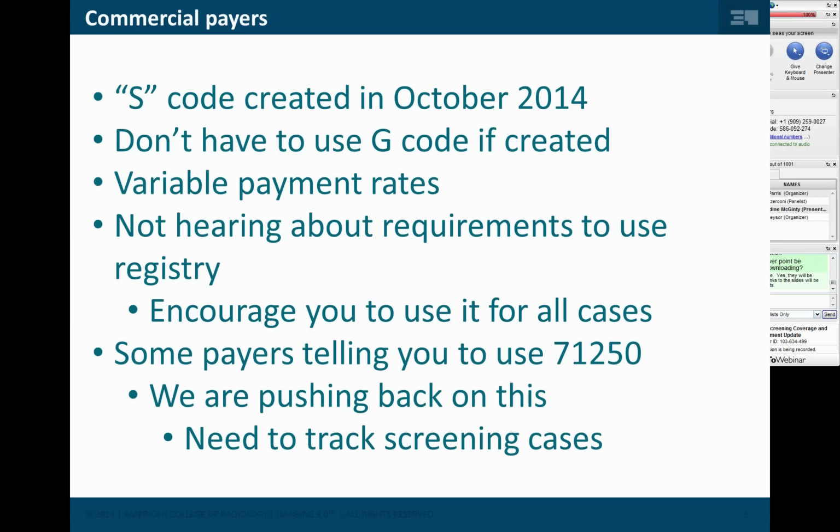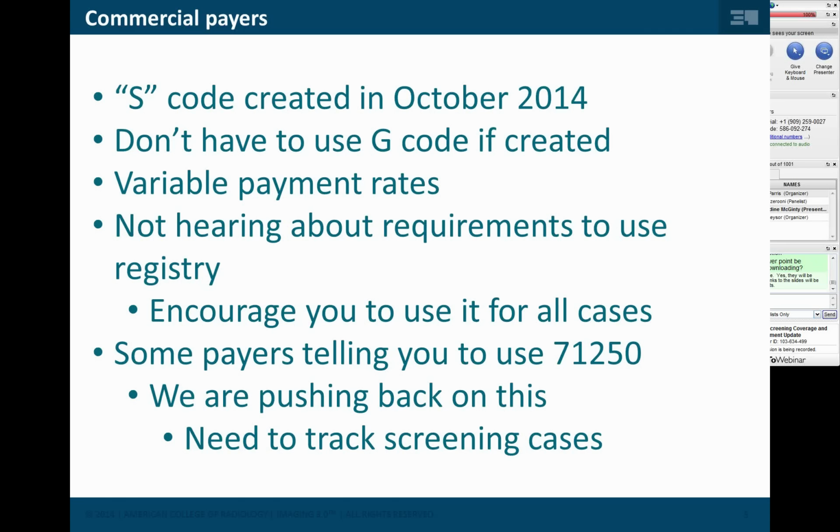But in the commercial payer world, there's already a code out there. In the fall of last year, an S code, code F8032, was created that private payers can use for lung cancer screening, and must use for lung cancer screening. If indeed Medicare goes on to create a G code, as we've suggested, the private payers can choose to use that G code, but they can also stick with the S code that they've been given already.